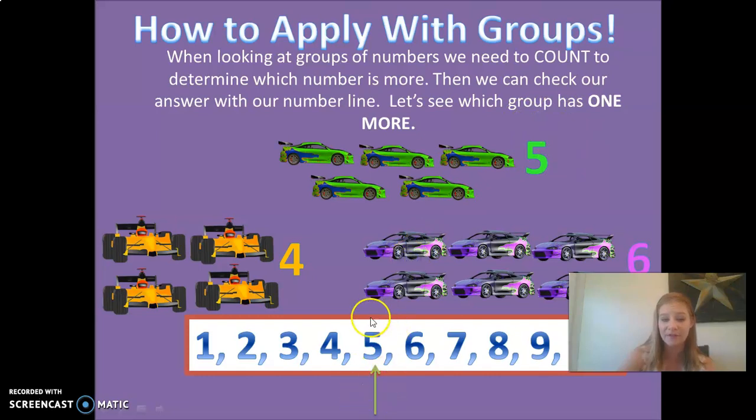So we're looking at the number 5. We know that if we're looking at the number 5, we're looking at the number that comes right before, so the number 4, and the number that comes right after, so number 6. And we said if it's 1 more, it will be on this side of the number line, and if it's less, it'll be on this side. So here's 5, the number that comes right after, on this side, is the number 6. So 6 is 1 more than 5. I know this because 6 comes after 5.